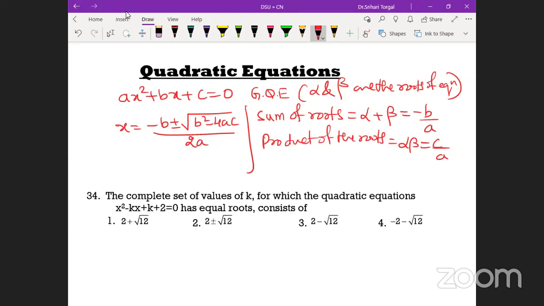Okay. Now what is the condition for equal roots? Equal roots condition ಏನು? b square minus 4ac ಏನಾಗಬೇಕು? 0 ಆಗಬೇಕು. ಕರೆಕ್ಟ್? ಡೆಲ್ಟಾ 0.